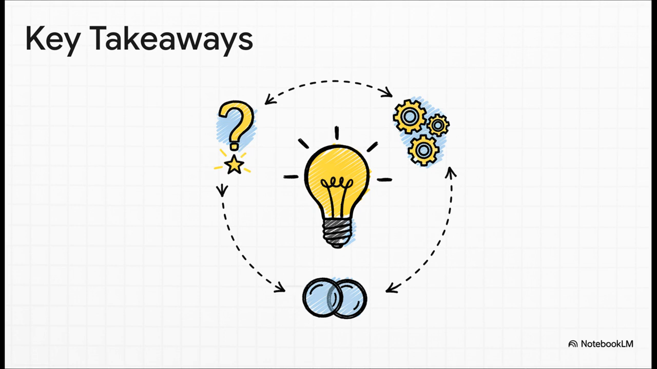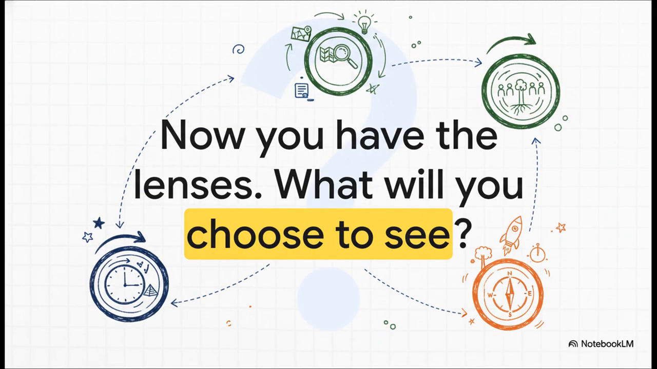And honestly, at the end of the day, this whole thing isn't about having all the answers. It's about getting better at asking the right questions. That's how you turn plain old information into powerful intelligence. So we've walked through this framework, the three lenses for making sense of pretty much anything. They're simple ideas, but they are incredibly powerful tools for thinking. So the only question left for you is this. Now that you have the lenses, what are you going to choose to see?